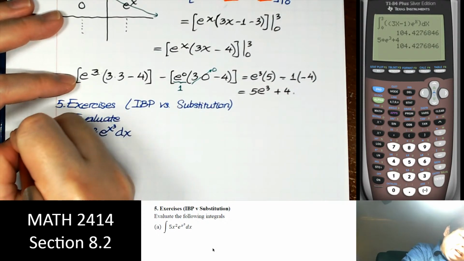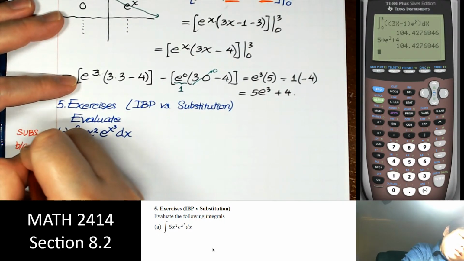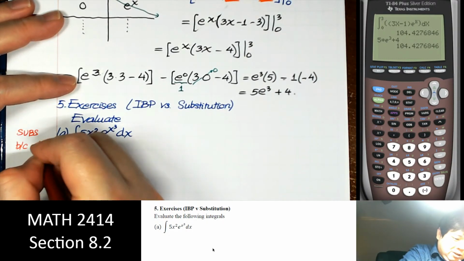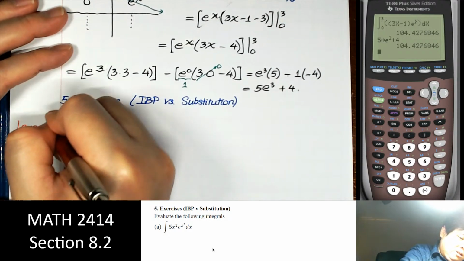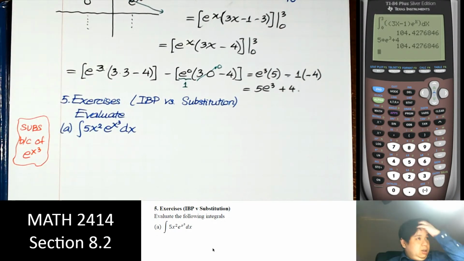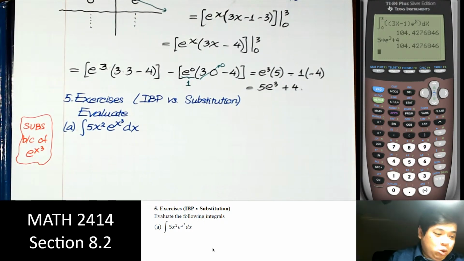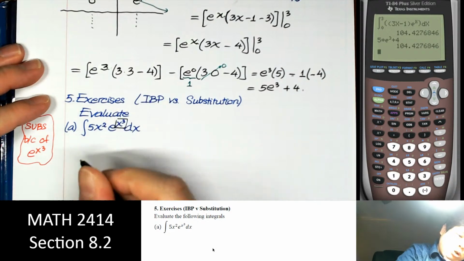So this one is substitution because of x cubed. If it is 3x, perfectly fine. 5x, e to the 5x, perfectly fine. E to the x squared, e to the x cubed, any higher power of x, that is substitution. Right, substitution. We let u equal x cubed.